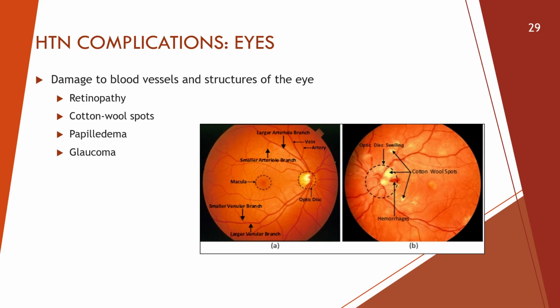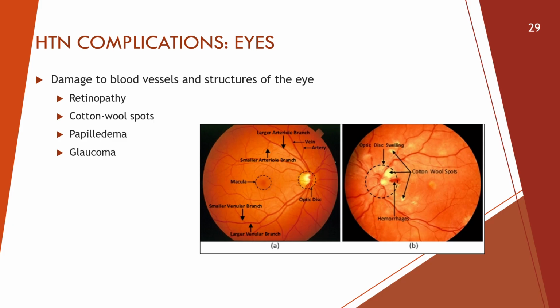When you're checking the eyes with an ophthalmoscope, you'll see other changes shown in this picture, like cotton wool spots, which are lesions due to ischemia, and you can see swelling of the optic disc, also known as papilledema. The optic disc is a pathway that connects the eye to the optic nerve and up to the brain, so pretty important.